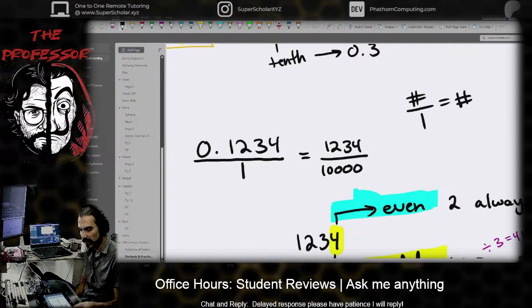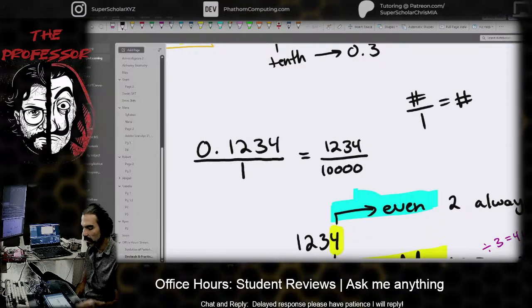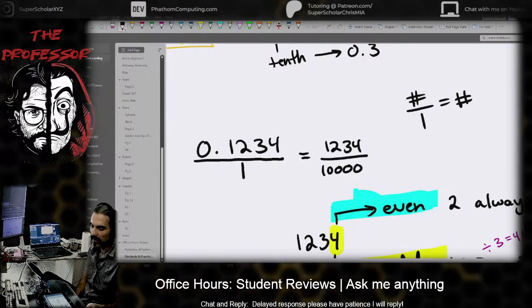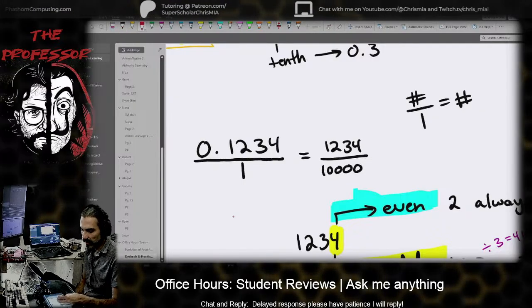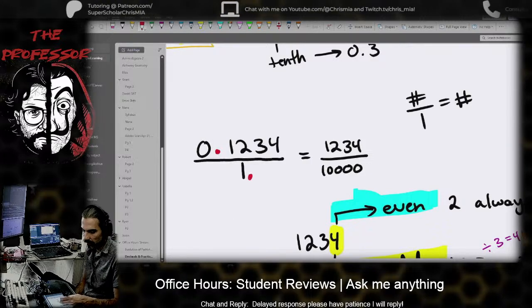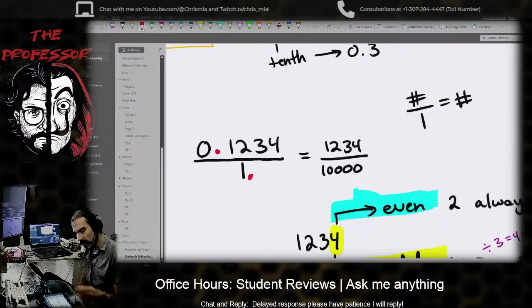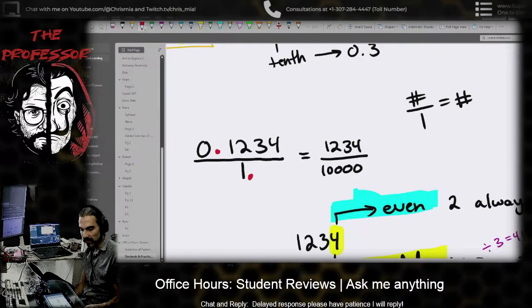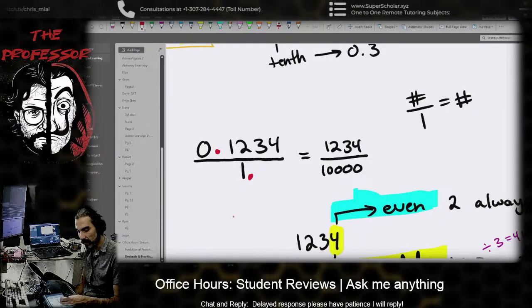Nothing changes. 5 divided by 1 is 5. 10 divided by 1 is 10. 0.1234 divided by 1 is still 0.1234. But this gives us the ability to identify some key pieces, decimals. So our top has a decimal value right on the left of the 1. The bottom has it on the right of the 1.